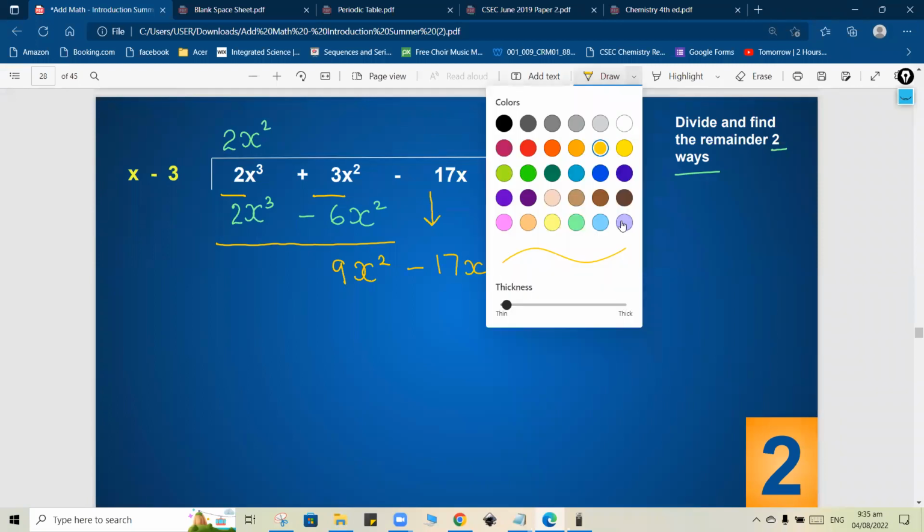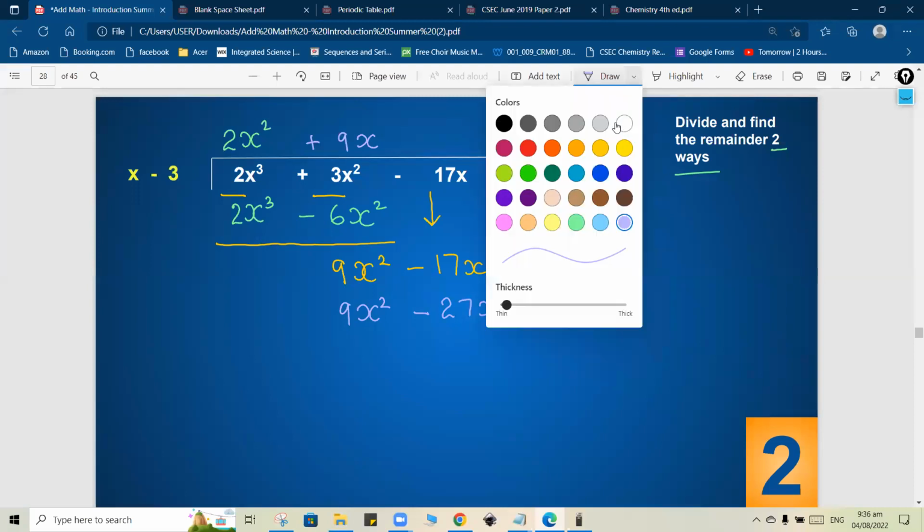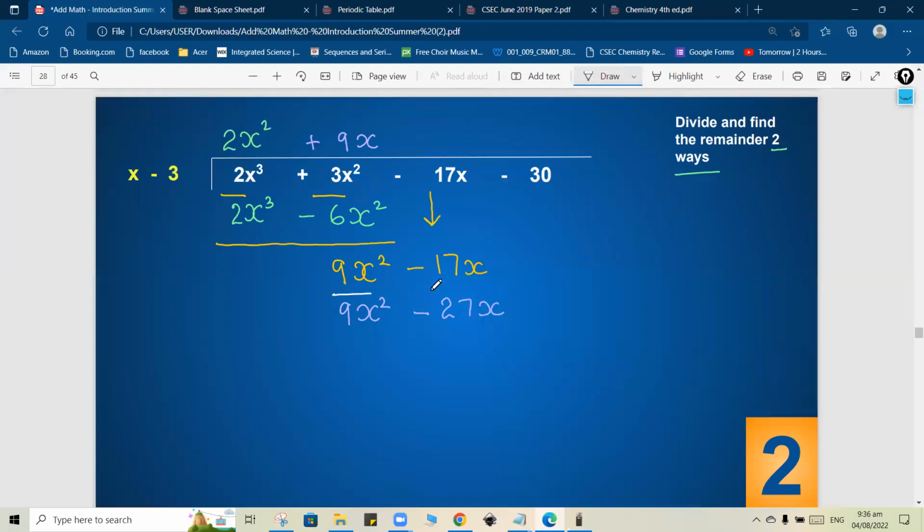So let's see what happens here. Use purple. 9x squared divided by x is positive 9x. You have to make sure to put your positive sign in between here. 9x multiplied by both of them. 9x by x is 9x squared. 9x by minus 3 is minus 27x. What do you need to do? Put a minus sign here, put a minus sign there.